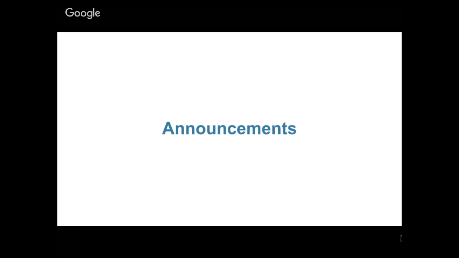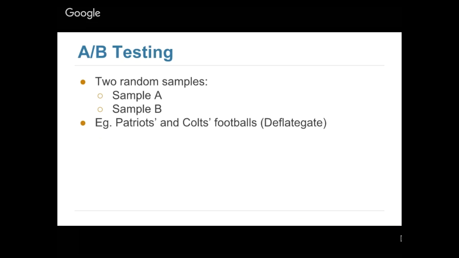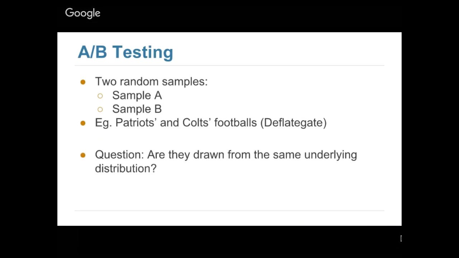Okay, cool. So we spent this week talking about comparing samples, right? If we have two random samples, sample A and sample B, we want to see: is there a difference between the two samples? For example, we looked at Deflategate. We asked, do the two teams' footballs look like they came from the same place? Oftentimes when we have two random samples, our question is, are they drawn from the same underlying distribution? The way we answer that is with A/B testing, which is basically what we've done so far this week, just with the name attached to it. It's A and B because we have sample A and sample B.